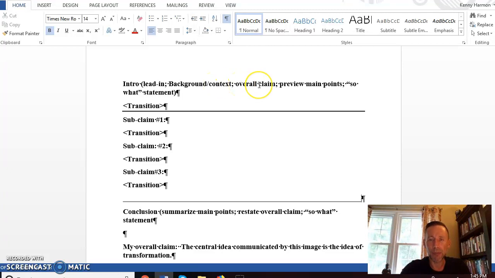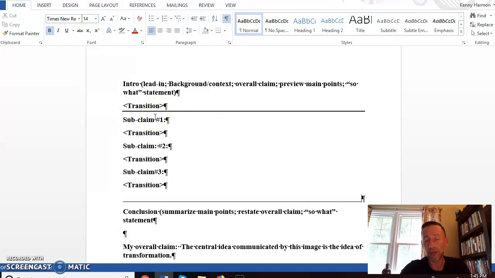I directly state my overall claim. I'm going to preview my main points, and the main points are going to be the main ideas that I have in each of my subclaims. Each of these subclaims is a minor point that proves that the overall statement is true.